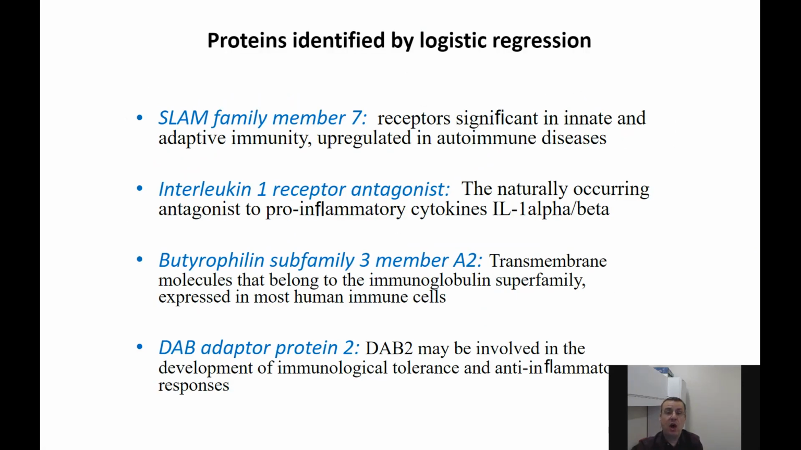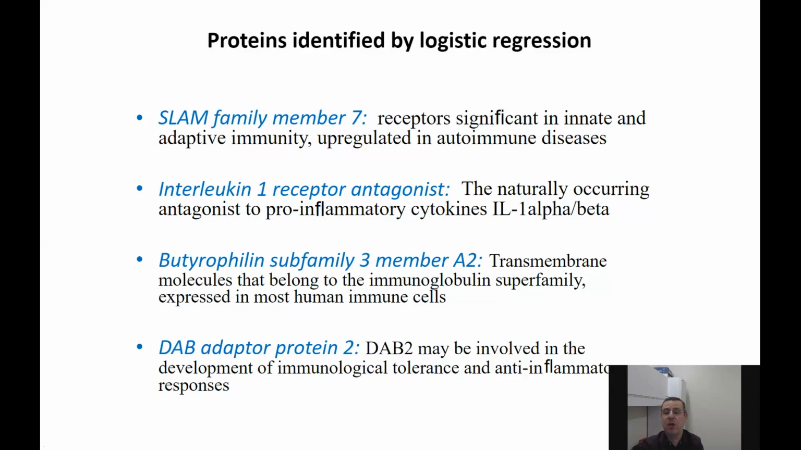And interestingly, all 4 of these are proteins that are somehow related to immune responses. SLAM family member 7 is a receptor that is significant in innate and adaptive immunity and upregulated in immune diseases, in autoimmune diseases. Interleukin-1 receptor antagonist is the naturally occurring antagonist to pro-inflammatory cytokines, IL-1 alpha and beta.